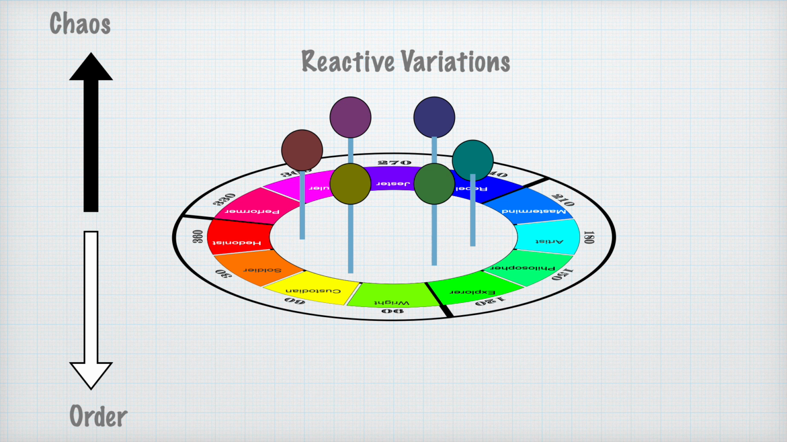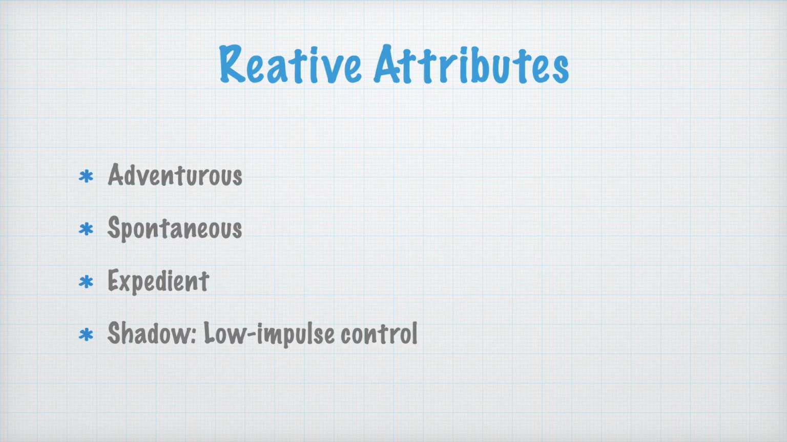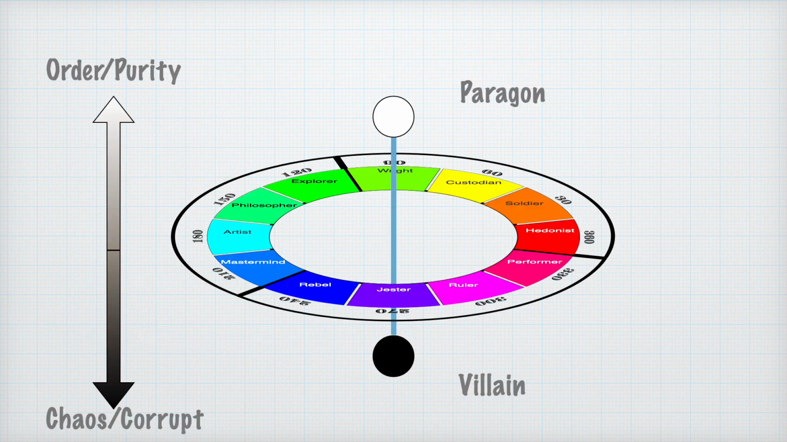We'll also have reactive variations of each of these personalities, and they're going to be more adventurous and spontaneous. They're going to be more expedient in how they solve problems, and they're going to suffer as a result from low impulse control. We also have kind of our literary logical extremes of the paragon and the villain. The paragon being pure order and the villain being pure chaos.